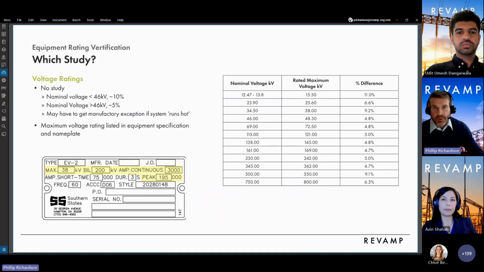For example, one of our recent 345 kV projects, the interconnecting utility had a voltage schedule that ran up to almost 6% over nominal. And as you can see at 345, the max rating for standard equipment is about 4.7%. So for that particular project, we had to specify a higher maximum voltage range for the 345 kV equipment.